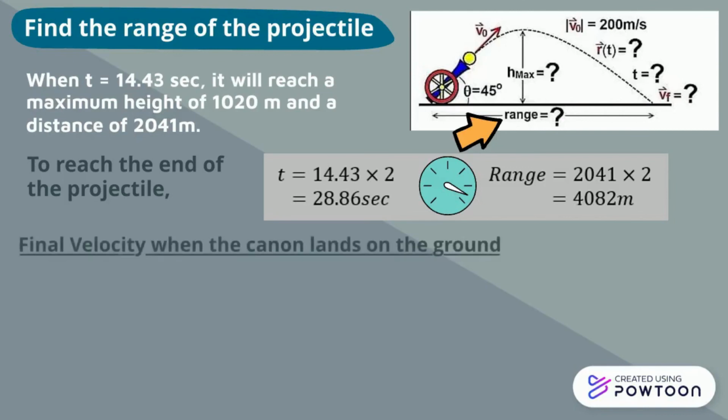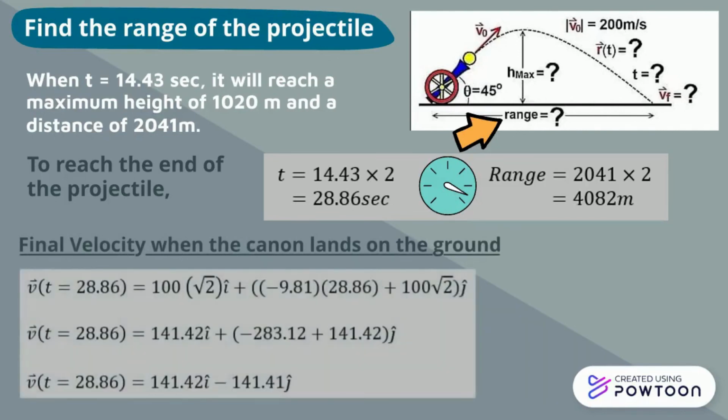Lastly, to find the velocity when the cannon lands on the ground, substitute the time t equals 28.86 seconds into the velocity equation. We get the velocity equals 141.42 in the x direction and negative 141.41 in the y direction. It is a negative value for the y direction because the cannon is falling downwards.